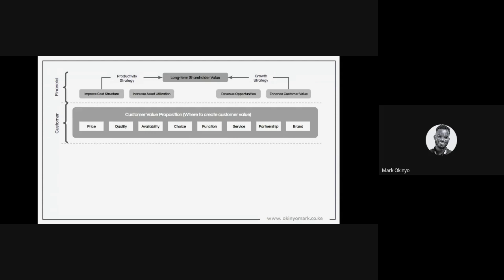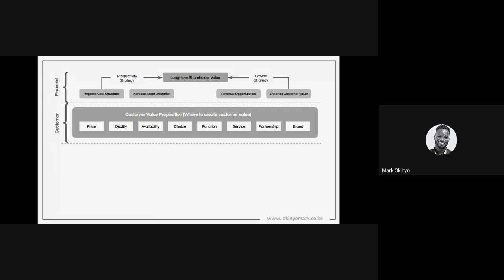All right. So that's just kind of like the first customer perspective. The first shareholder perspective when it comes to finances. At the customer level, you're unable to improve your costs, increase your asset utilization and revenue opportunities if you're not creating value for the customer.